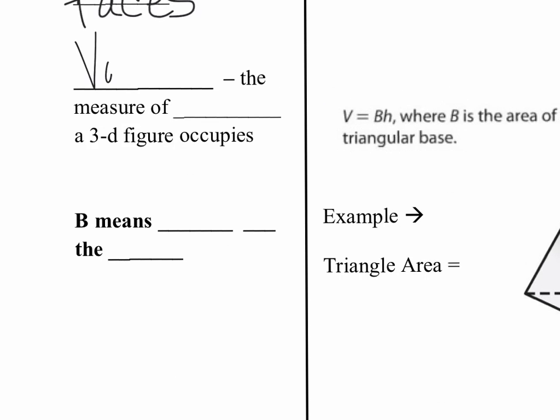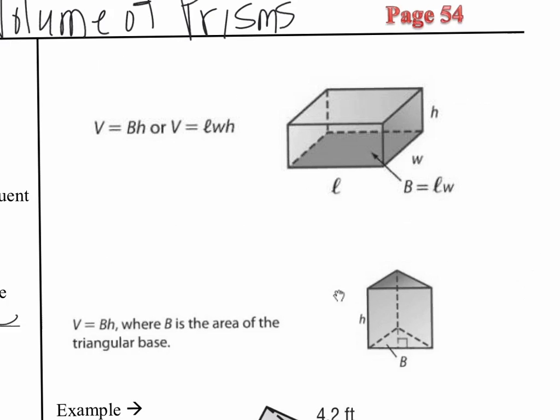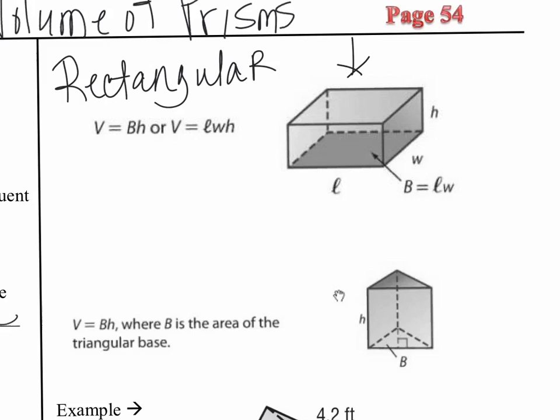Volume is the measure of space a 3D figure occupies. Do you know what this shape is? You're right. It is a rectangular prism.